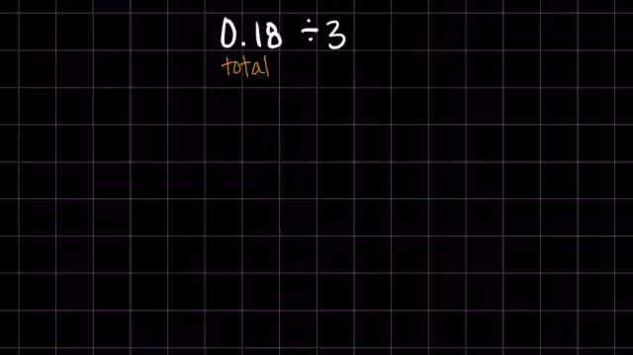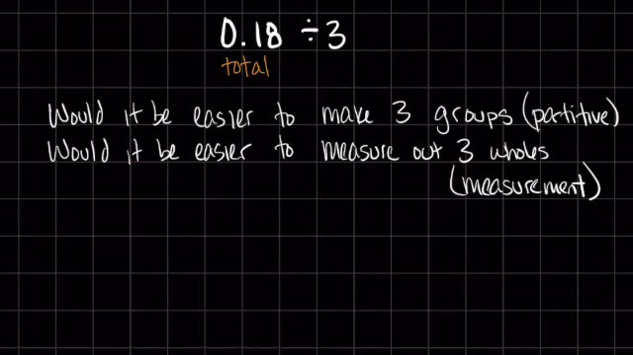So the first example that we're going to do is 1800ths divided by 3 wholes. Okay, again, the 1800ths is telling me my total, and I need to decide what this 3 should tell me. Should I use measurement division or partitive division? You should ask yourself if it would be easier to make 3 whole groups or easier to measure out 3 wholes.